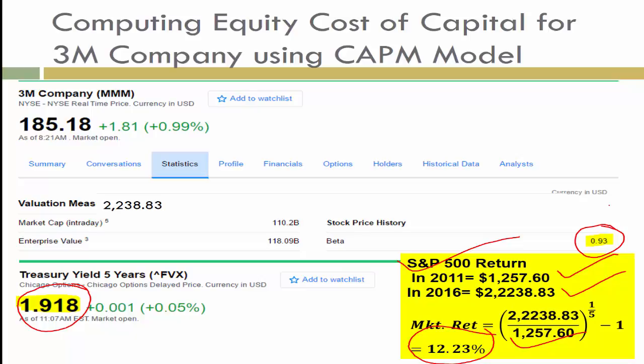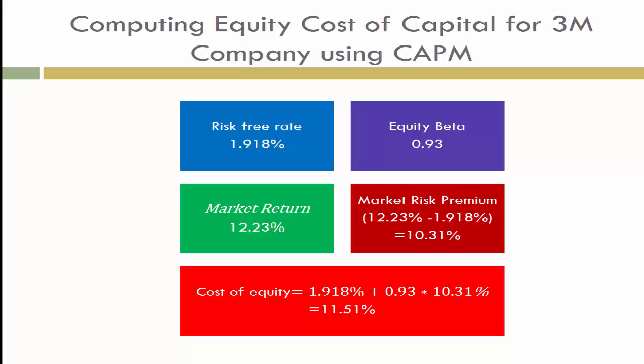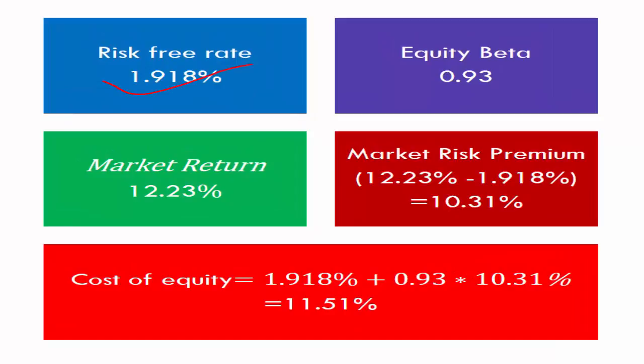Based on this information, now we can calculate the equity cost of capital using CAPM. And I have listed the information here: risk-free rate, equity beta, market return, and market risk premium, which is the excess return. You have the market return minus the risk-free rate. That gives us the market risk premium, and once you have all this information, just plug these values in, right? The cost of equity equals the risk-free rate plus beta times the market risk premium. And if you simplify that, then you have 11.51% as the cost of equity.